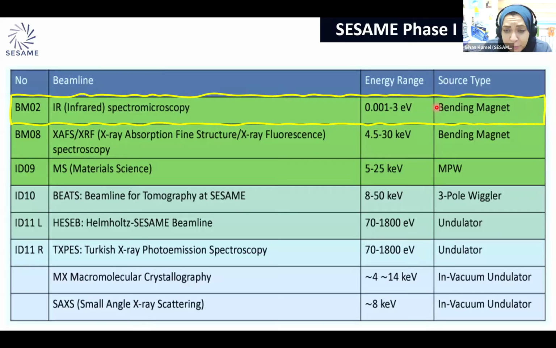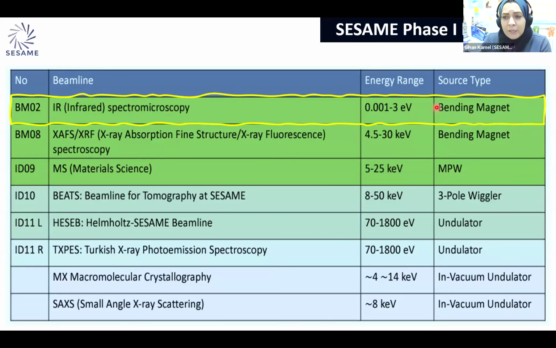When it comes to the infrared beamline at SESAME, it is noted as BM02. That means the source for the infrared here in the synchrotron is a bending magnet. And already Andrea has shown you the machine, the storage ring inside. And I will also show you now this. So BM02 means it is bending magnet number 2 in the storage ring.